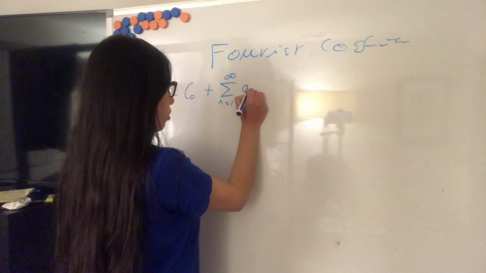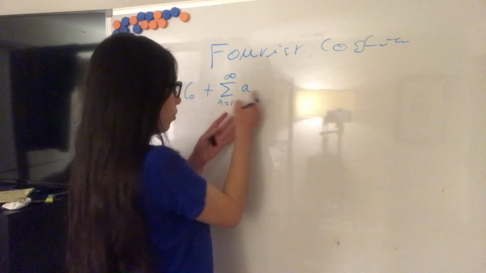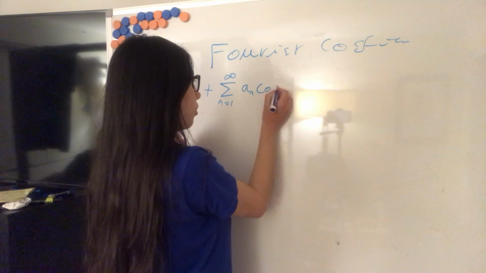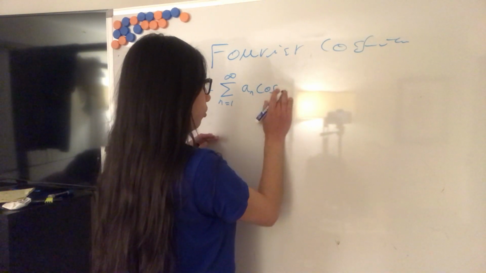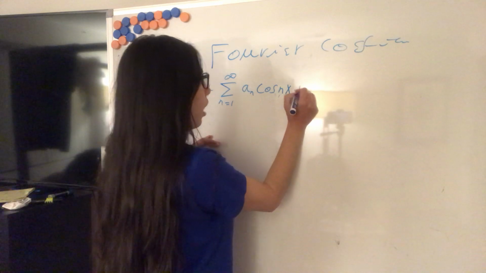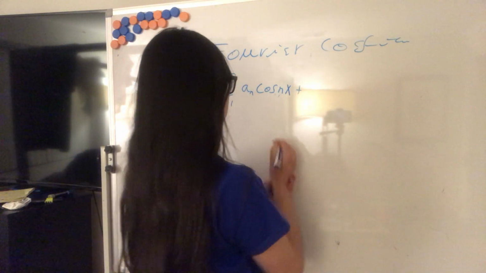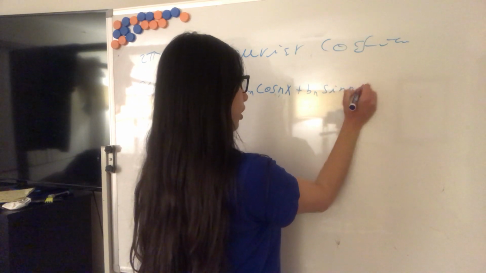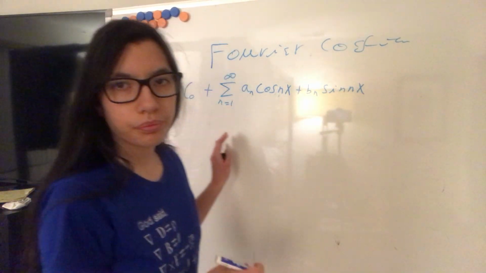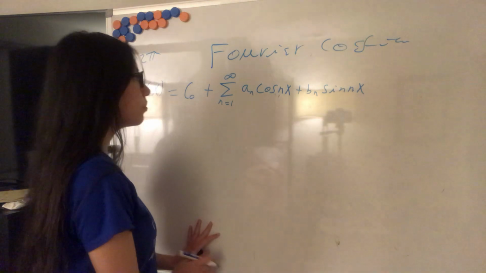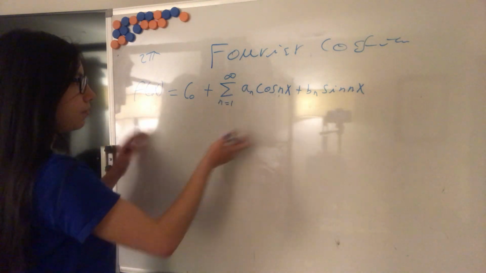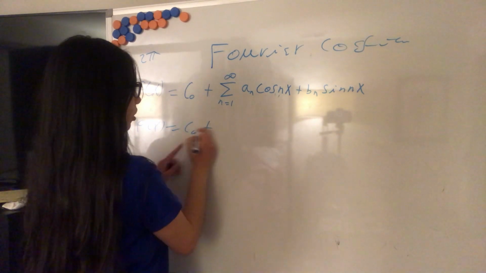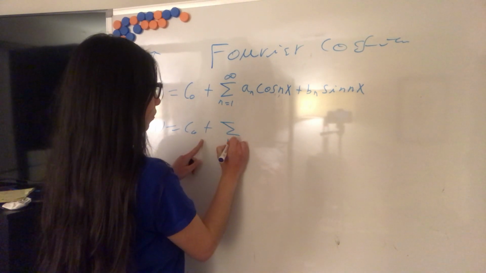of some constants, I will put it a sub n, times the cosine of nx, and also I would have some sine terms, so plus b sub n times the sine of nx. We have talked about this in other videos. So the expansion of this would be f of x equals c naught plus the sum from n equals 1.